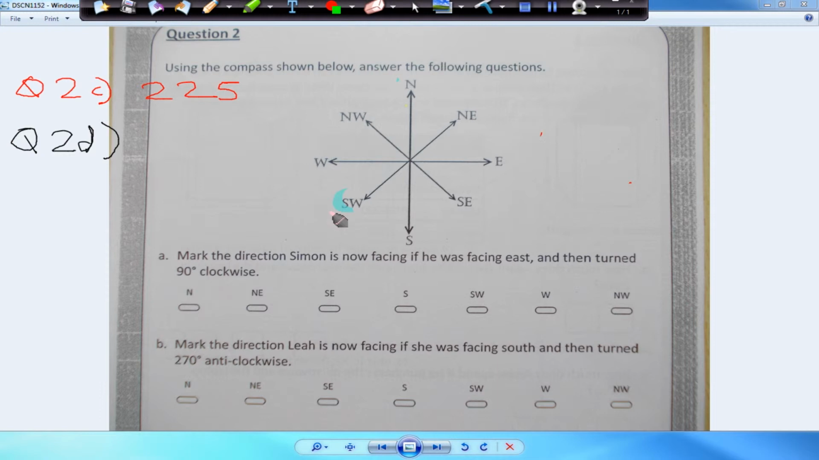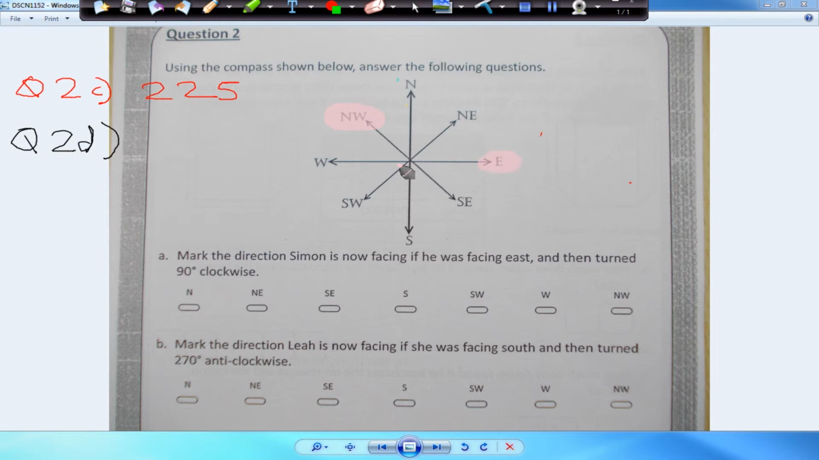Okay, folks, question D. I'm going to read it out to you verbally. I'm not going to move the screen because I need to look at the original compass. If Jane is currently facing northwest, so where is she facing? Northwest, but turns to face east. Where's east? There. Face east.